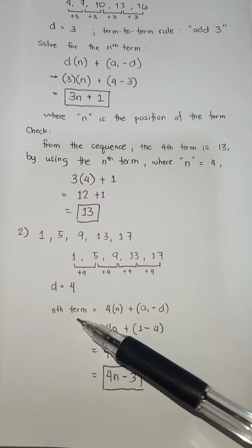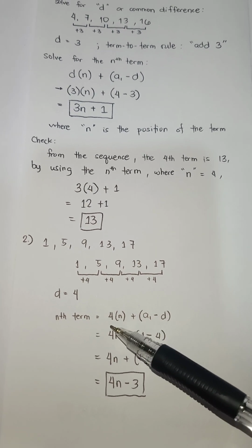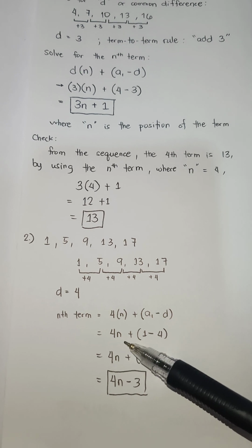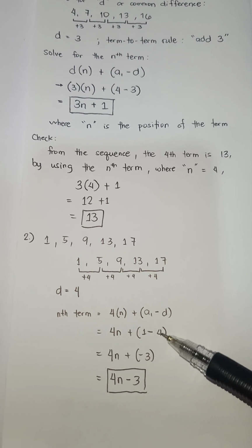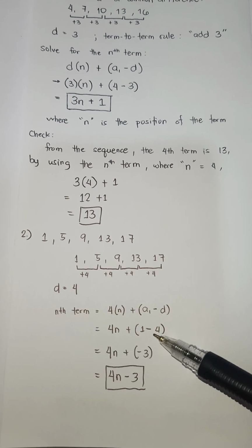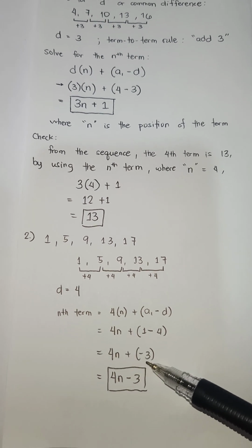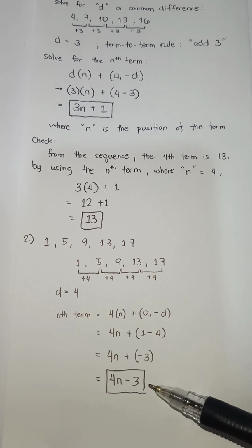So for the nth term, we use the formula dn plus a sub 1 minus d, wherein d is 4. So 4n plus a sub 1, which is 1, minus 4. Okay, so 4n plus 1 minus 4, that is negative 3, so 4n plus negative 3, or 4n minus 3. And this is our nth term formula.